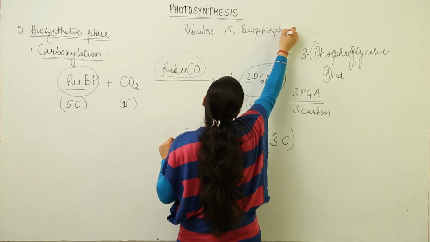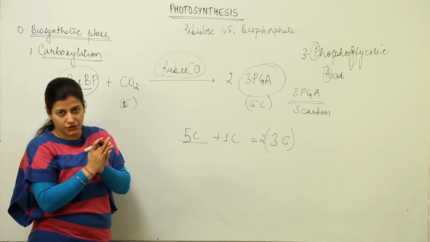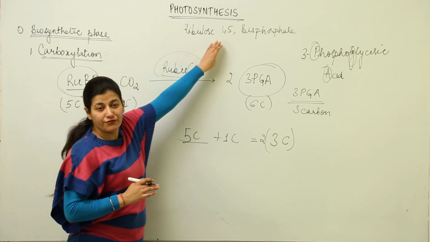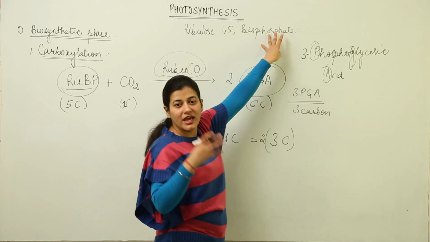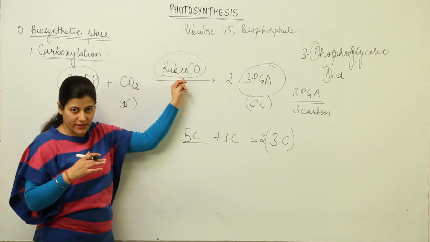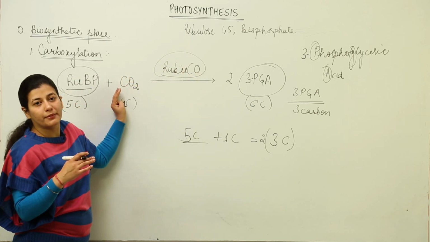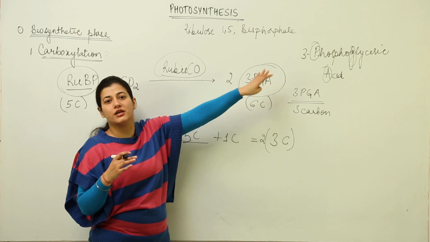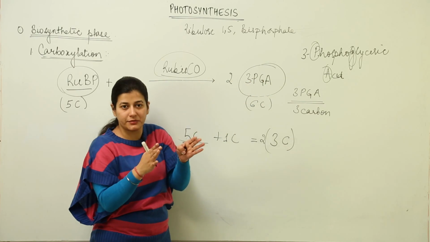Please remember. The first thing that is present inside the stroma that comes to take up the carbon dioxide is a 5-carbon compound known as ribulose 1,5-bisphosphate. In the presence of Rubisco enzyme, it combines with a single molecule of carbon dioxide and forms 2 molecules of 3-phosphoglyceric acid, which is the first stable outcome of photosynthesis, the first stable compound.